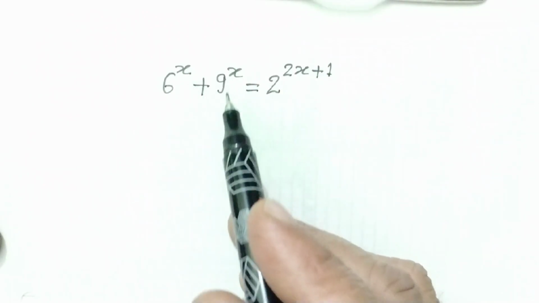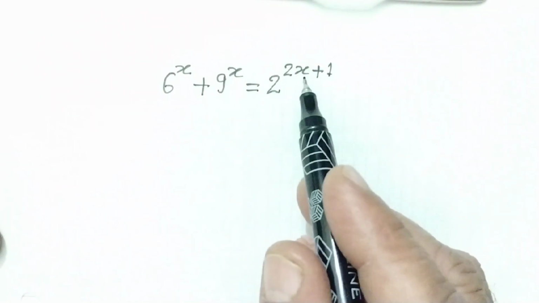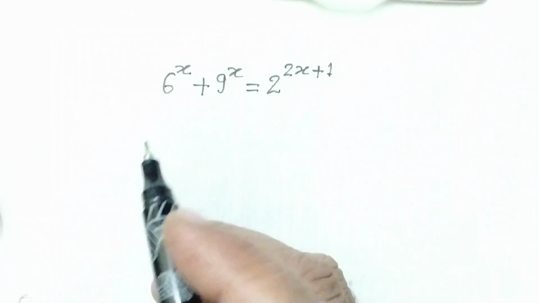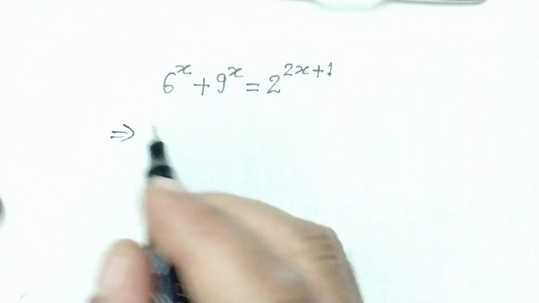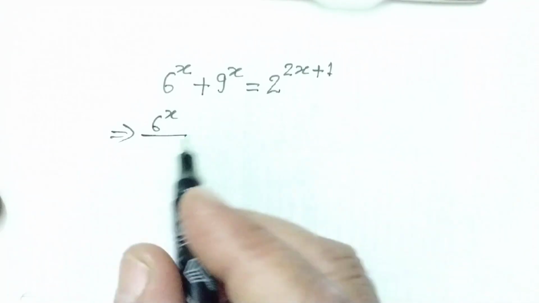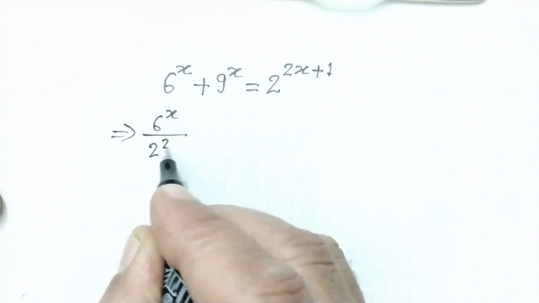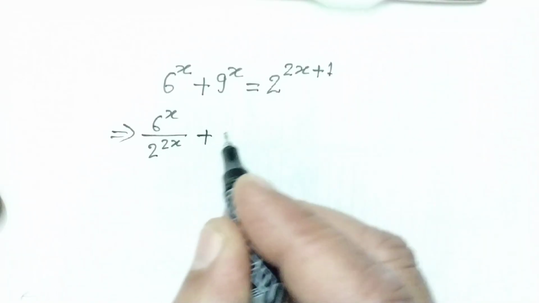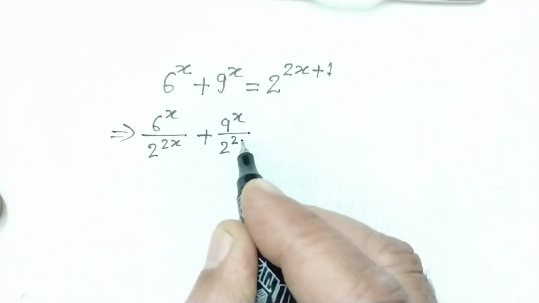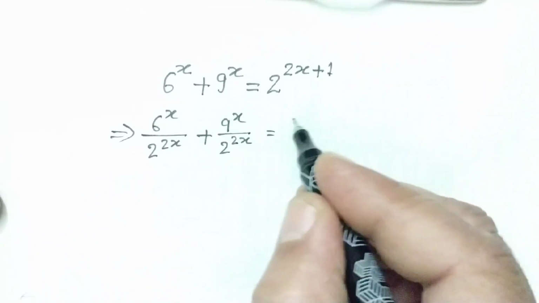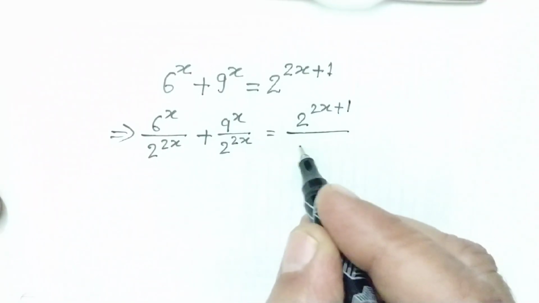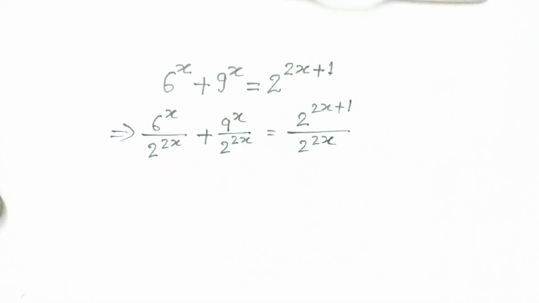6 to the power x plus 9 to the power x is equal to 2 to the power 2x plus 1, right? Here our target is to get the value of x. Okay, so let's start. If we divide both sides by 2 to the power 2x, we get 6 to the power x over 2 to the power 2x plus 9 to the power x over 2 to the power 2x is equal to 2 to the power 2x plus 1 over 2 to the power 2x. Fine.